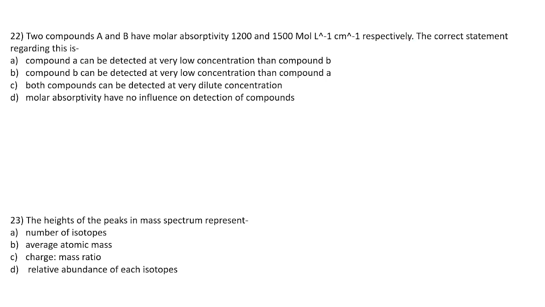Two compounds A and B have molar absorptivity of 1200 and 1500 molar, the unit, respectively. The correct statement regarding this is: compound A can be detected at very low concentration than compound B. Compound B can be detected at very low concentration than compound A. Both compounds can be detected at very dilute concentration, and molar absorptivity has no influence on detection of compounds. So let's try to see this question. A has an absorptivity of 1200. B has an absorptivity of 1500.